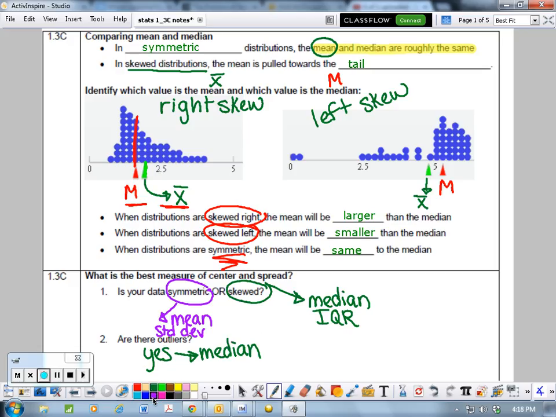If there are no outliers, then you're going to check for skewness. And if there are no outliers and no skewness, then you can use the mean. So the mean is really, really powerful, but it's only accurate if we have no outliers and no skewness.